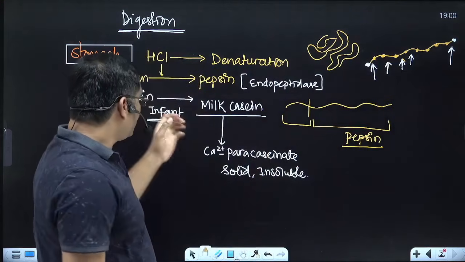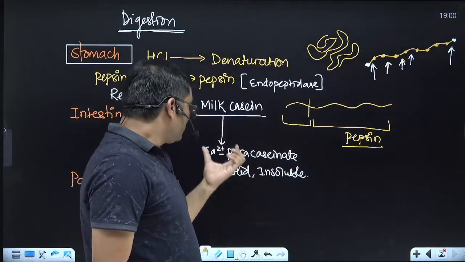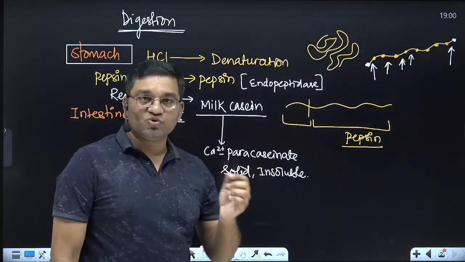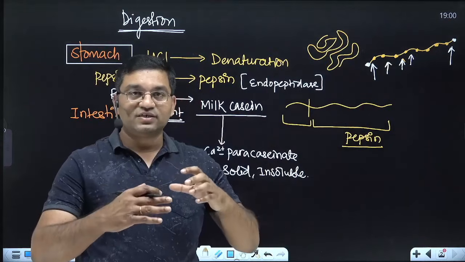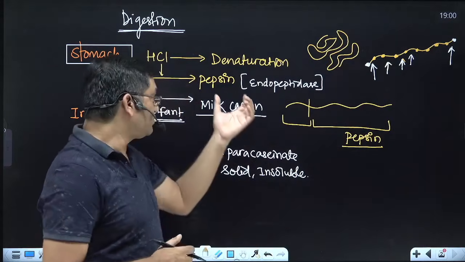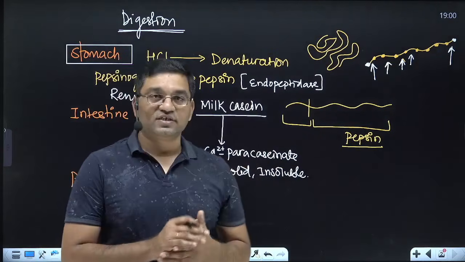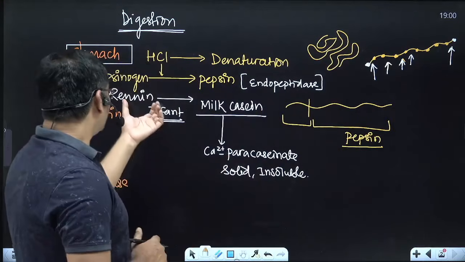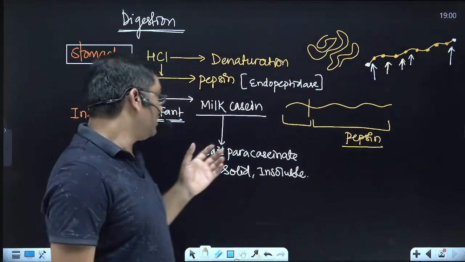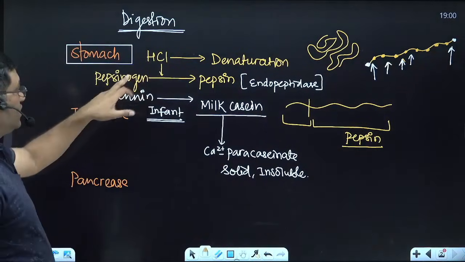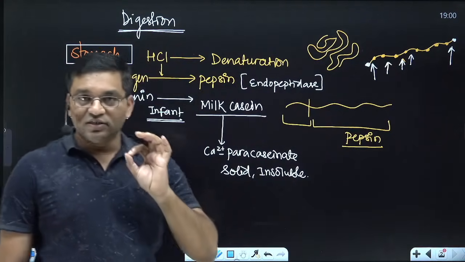So renin acts on the milk, causes the curdling of the milk, so that it converts the milk into a solid insoluble form, and it gives the time for the pepsin to act on this calcium paracaseinate. So this is important here. It is present in the infant but not present in the adult. Renin. Okay. So HCl, pepsinogen and renin are secreted in the stomach.